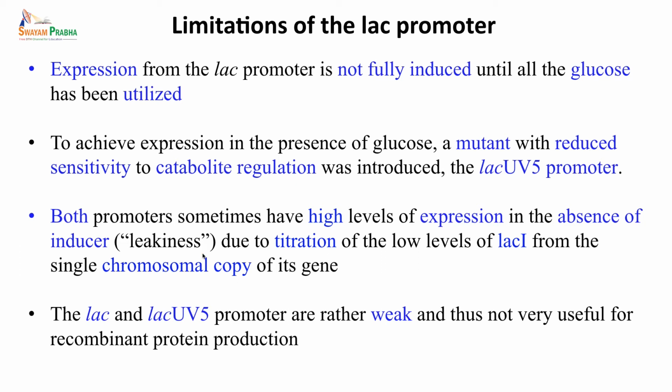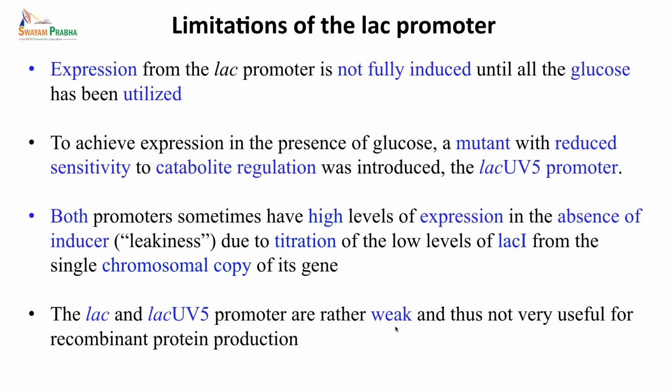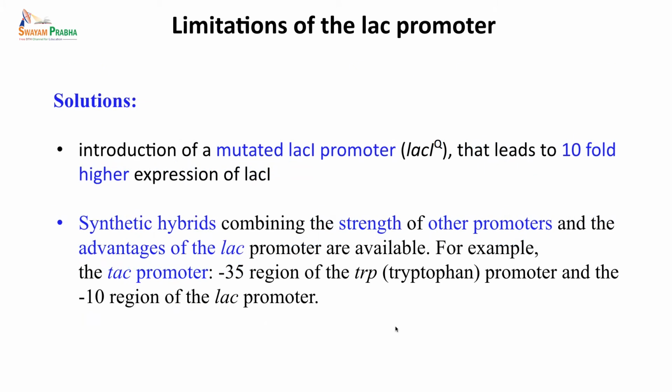And so if you remember the earlier slide where I showed you the uninduced and induced protein gel, then it may be difficult for you to figure out whether there is any induction or not, okay? Because you're comparing the pattern between the uninduced and induced protein sample. Another problem with these two promoters is that they are not very strong promoters. They are rather weak, and therefore if you really have to produce a large amount of protein, then they are not very useful. So what are the solutions then?